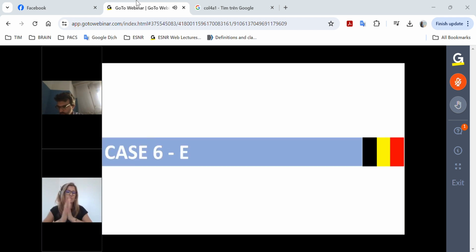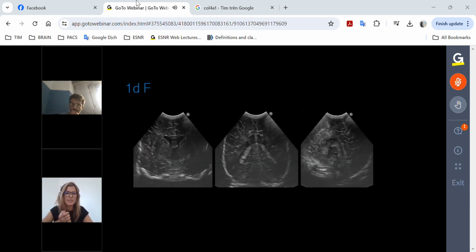So let's move on to case number 6, letter E. It's a child, 1 day old, a girl, coming in where we perform a brain ultrasound because there was a polymalformative syndrome. So here we can observe that there is a little bit of dilatation of the ventricular system, and maybe, if we look correctly, the corpus callosum is a bit shortened and a bit thinned at the posterior part.